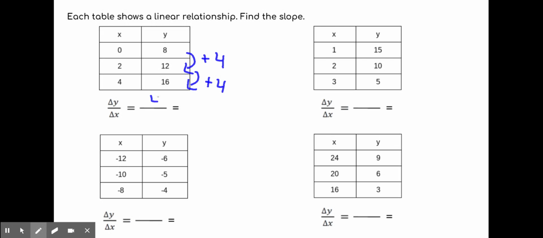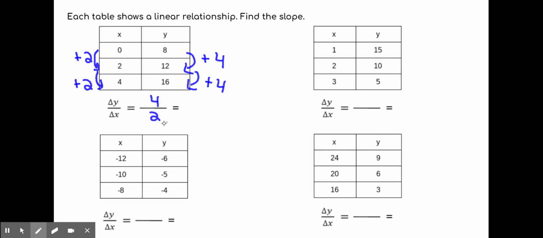So my change in y is a positive 4. How do I get from 0 to 2? Well, from 0 to 2, I add 2. How do I get from 2 to 4? From 2 to 4, I also add 2. So my change in x is a positive 2.